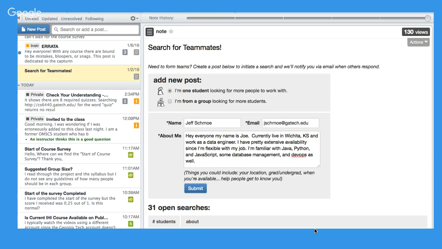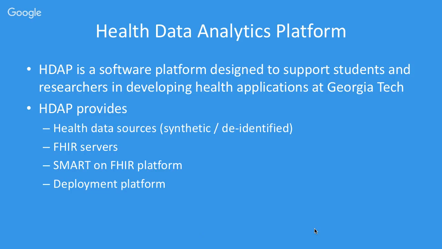And so we've got a number of weeks, I think about 3 or 4 weeks, to get the teams formed. So we know it takes a little bit of time to get those teams worked out. All right, the Health Data Analytics Platform, also known as HDAP, is designed to support students and researchers in developing health applications here at Georgia Tech.